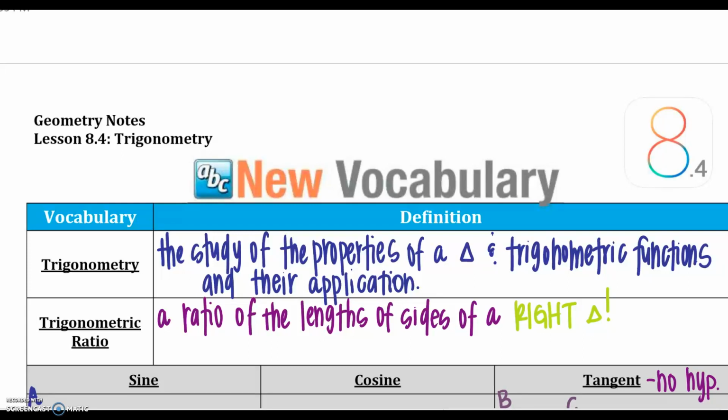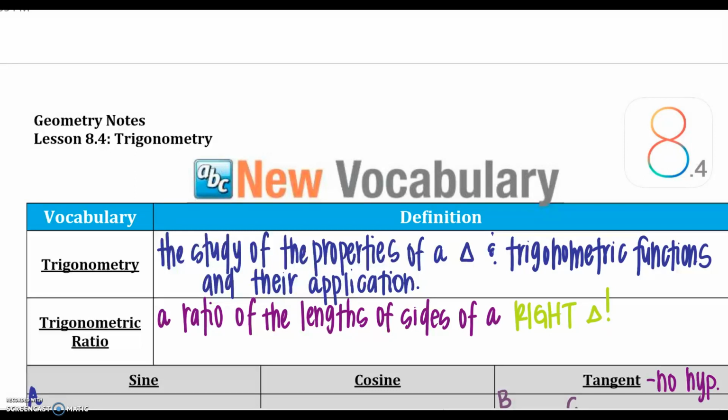We're going over trigonometry functions, and this is really the starting point for trig. There is a lot of different things that trig can offer, but we're just going to start out with the basics. Trigonometry is the study of the properties of a triangle and trigonometric functions and their application. The trigonometric ratio is what we're going to talk about a lot today. It's just the ratio of the lengths of the sides of a right triangle, and we're going to use these trig functions for our right triangle.